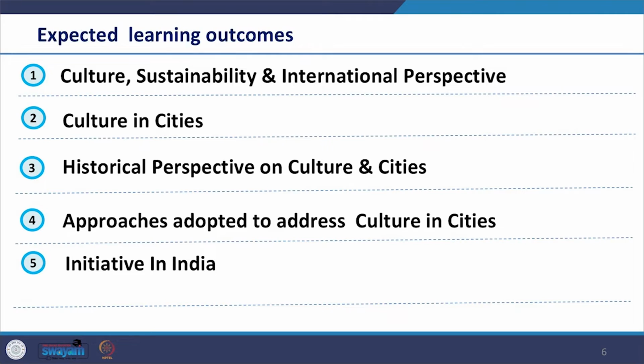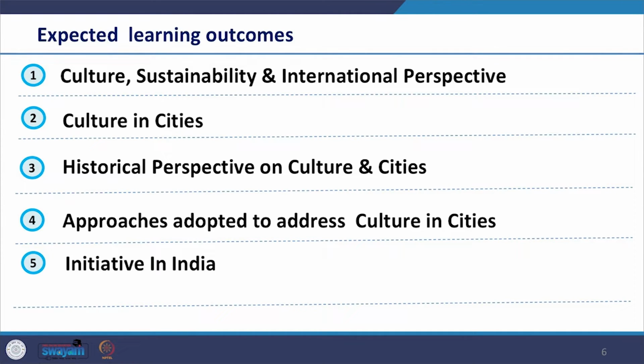So accordingly, the expected learning outcomes are that after completion of the course, you will be able to discuss culture, its significance and why it is important for sustainable development. You will be able to list the key interventions, international and national. You will be able to discuss potential interventions and challenges of culture in cities with support of case examples.